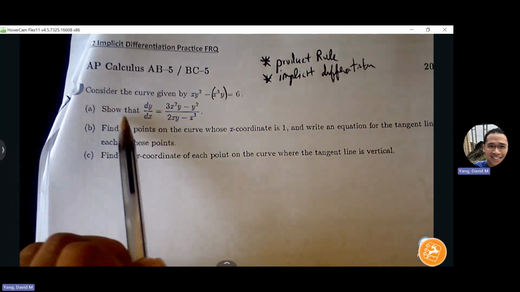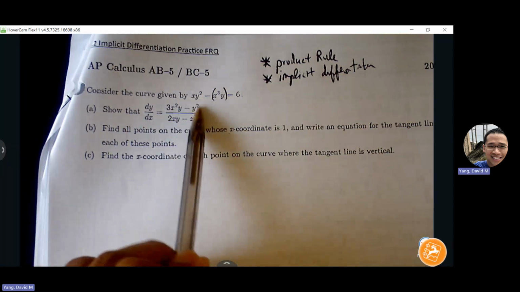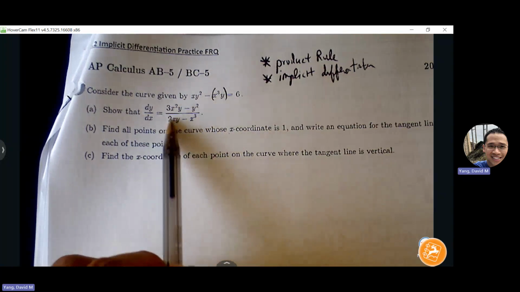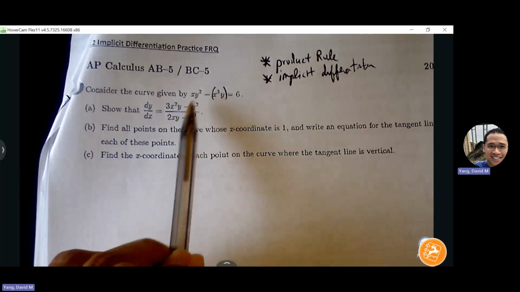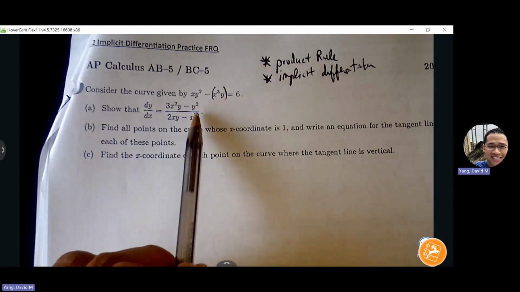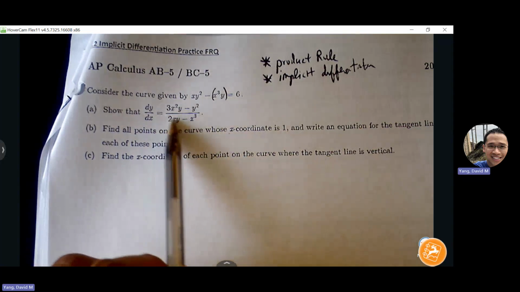Now it says show that this is equal to this. So we're not going to start here. This is where we're going to end up. The nice thing about this problem is that they're telling you what the answer is. You just have to fill in the gaps to get from the starting to the ending. That's where, for this problem at least, the points are stored, in the process, not in the answer. They're telling you what the answer is.